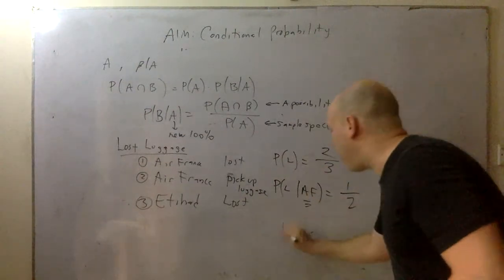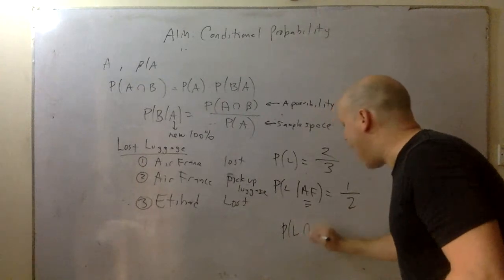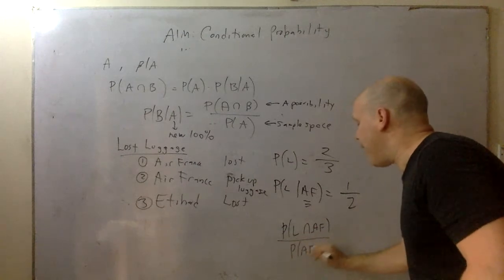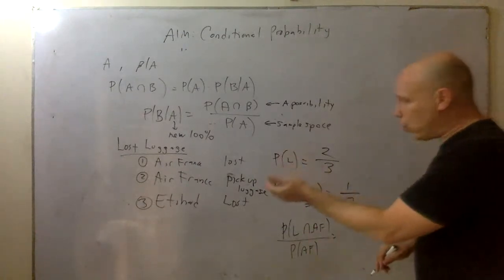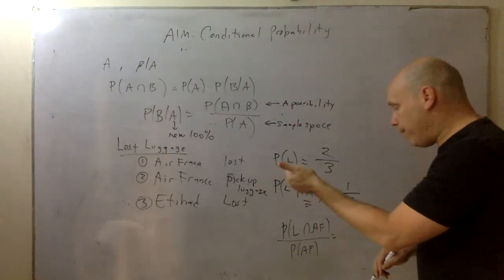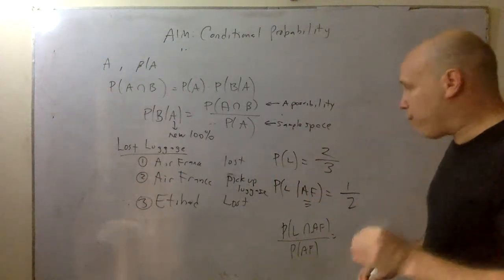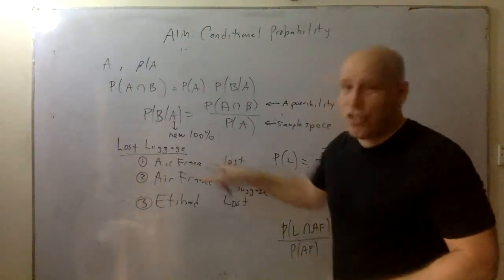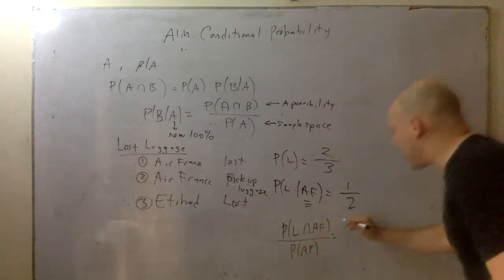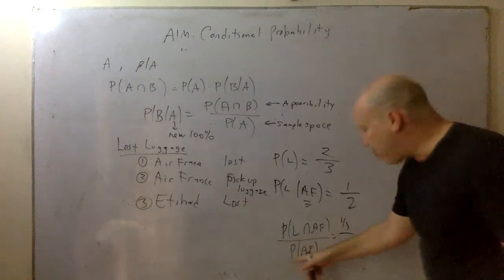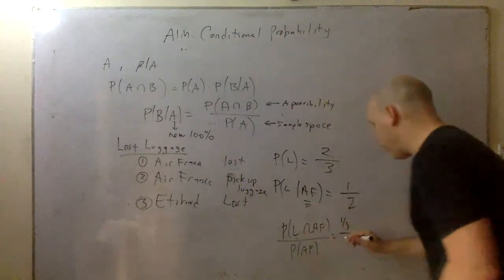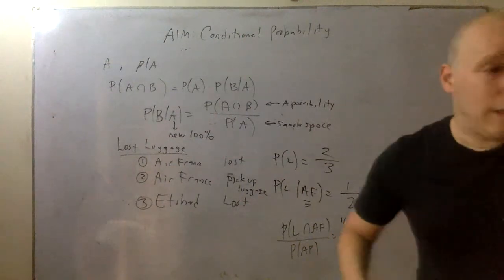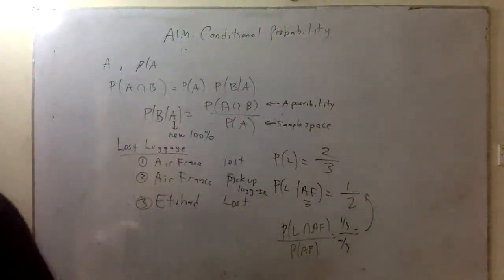Now, obviously, we could use the formula here. It's the probability of losing your luggage and flying Air France, divided by the probability that you flew Air France. The probability that you lost your luggage and flew Air France is 1 out of 3, because the first selection is the only way to satisfy both of these conditions. So that's 1 divided by 3. And the probability of Air France is 2 out of 3. Therefore, that gives us our 1/2. Interesting. Let's try another problem. Let's try to bring it together.